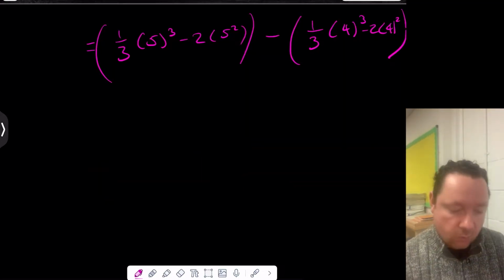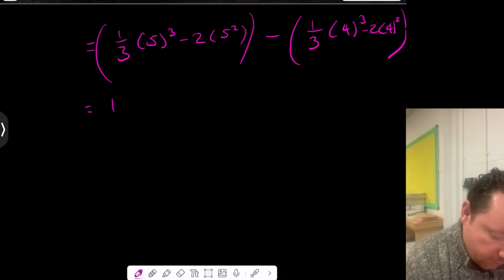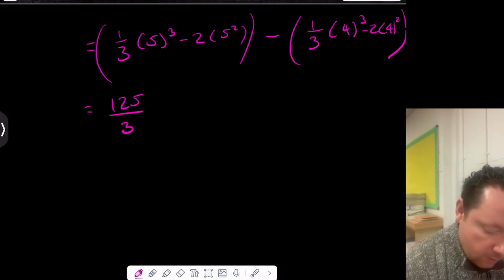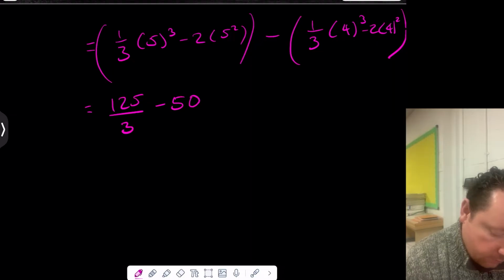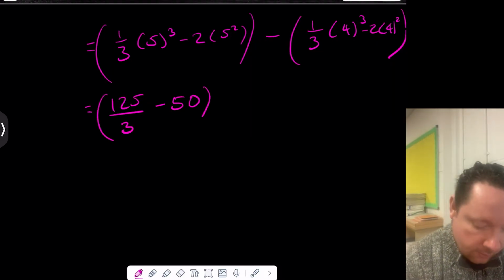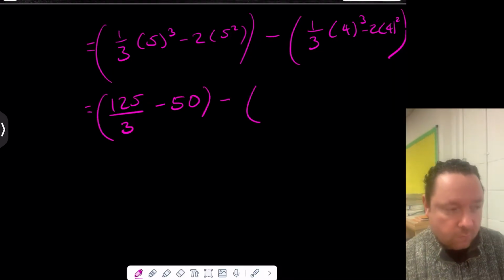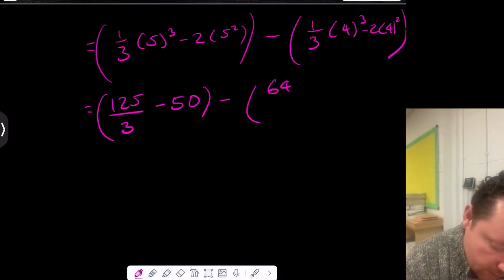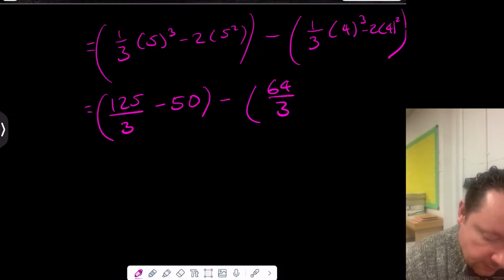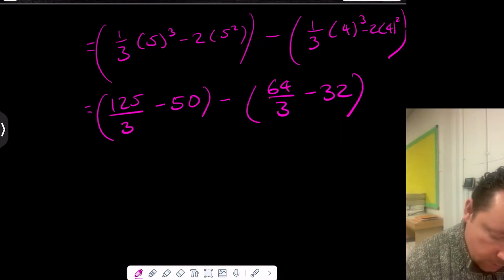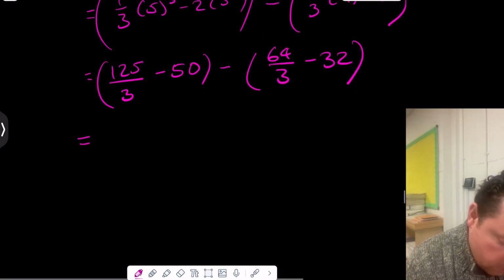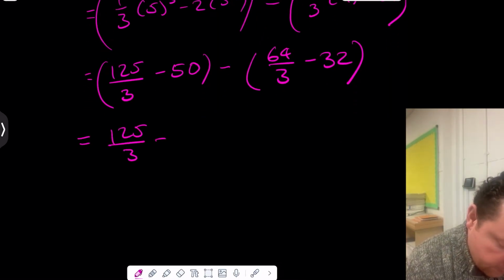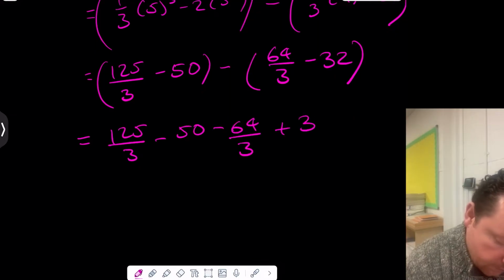So 5 cubed is 125, so that's 125 over 3. 5 squared is 25, so that's minus 50. So there's our first one. Use a calculator if you need to. Take away 4 cubed, which is 64, over 3. 4 squared is 16 times 2 is 32. So we get that sum. So let's get rid of these brackets. That's 125 over 3 minus 50 minus 64 over 3 plus 32.